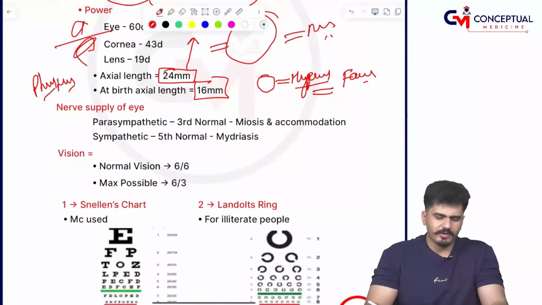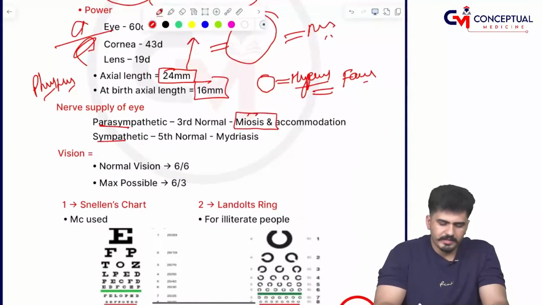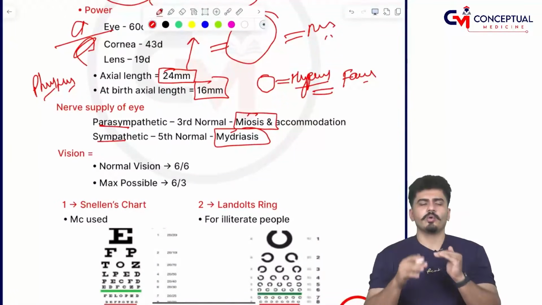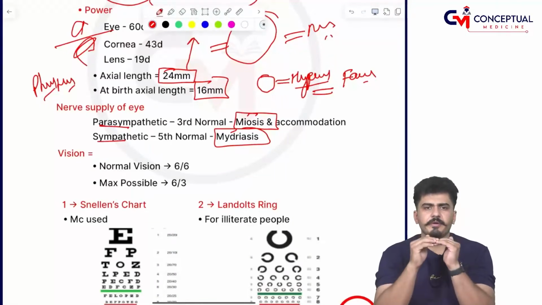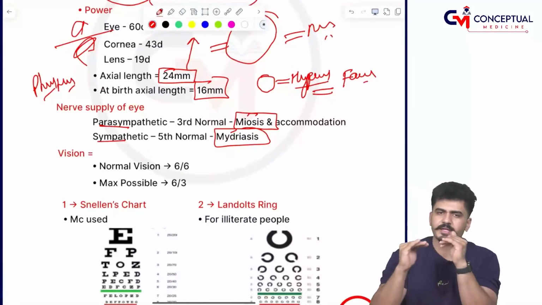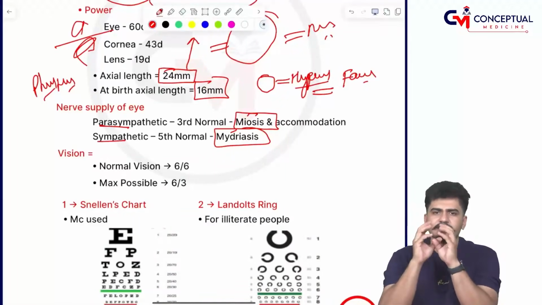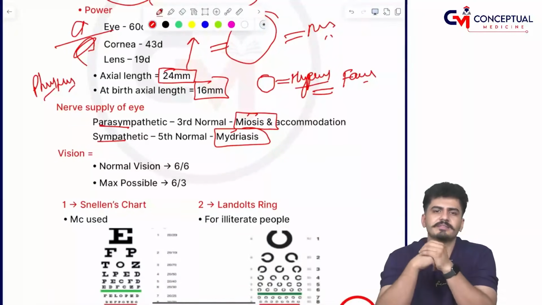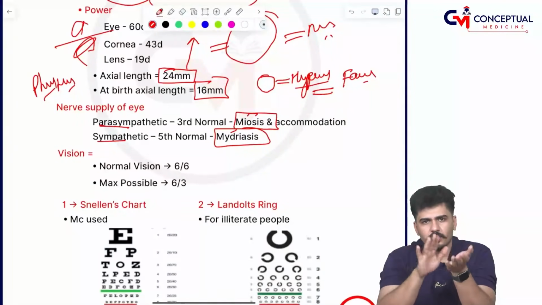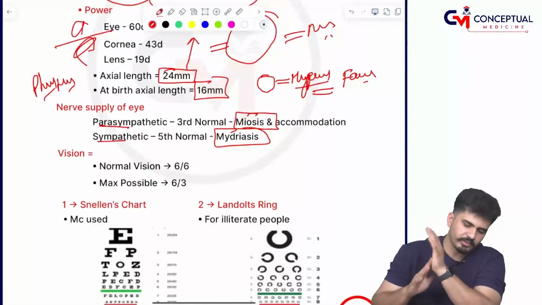Then the nerve supply of the eye, parasympathetic and sympathetic both. Parasympathetic will lead to miosis and sympathetic will lead to mydriasis. Yesterday I taught you one concept in this. If parasympathetic is there, every activity at the abdomen and below is going to increase, and with sympathetic, above the abdomen it is going to increase. So with sympathetic above the abdomen, eye size is going to increase, called mydriasis, and below the abdomen, if we are talking about parasympathetic, above the abdomen everything is going to decrease, so it is going to cause miosis, sir.